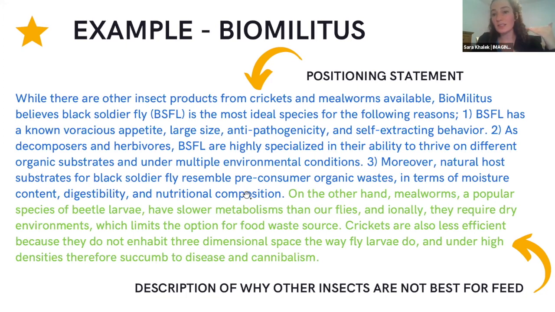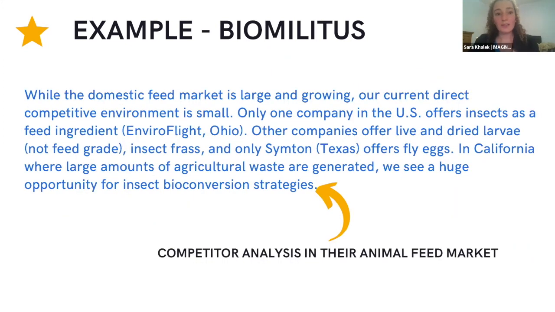If you can see here, they didn't display the positioning in the exact way that we listed it out. But what they did talk about was who their competitors are, why their product is positioned best for animal feed, and why their competitors have some weaknesses, and they're addressing it in the black soldier fly product. And then finally they end it with, while the domestic feed market is large and growing, our current direct competitive environment is small. Only one company in the US offers insects as a feed ingredient. Other companies offer live and dried, and they go on to talk about that.